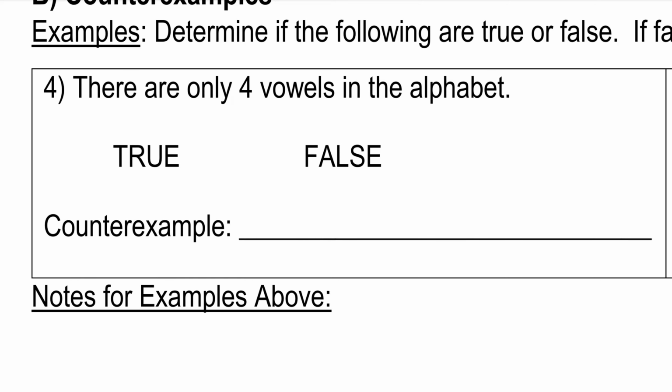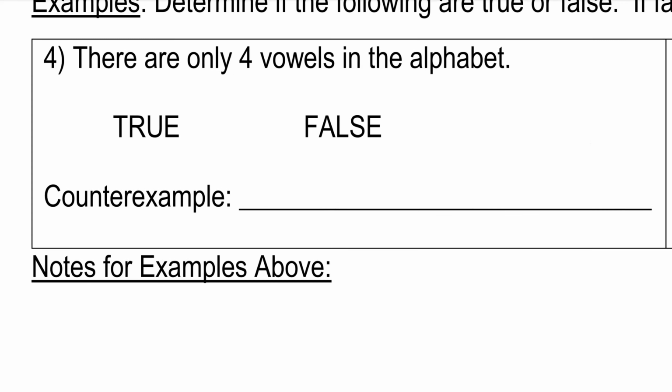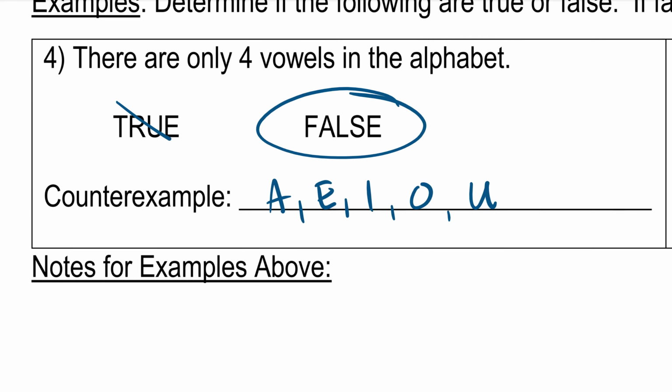Number 4. There are only 4 vowels in the alphabet. Okay, that's true or false. If it's false, we have to provide an example as to why it would be false. How many vowels are there? Well, A, E, I, O, U. Okay, so A, E, I, O, U. Well, that's 5. Because that's 5 vowels, this statement would actually be false, and our counterexample would just be listing out the vowels to show there are 5. And that's all you do on that one.